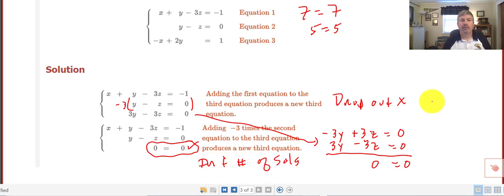So there's our introduction to solving three-variable systems. And we'll get more practice with this when I see you in class.